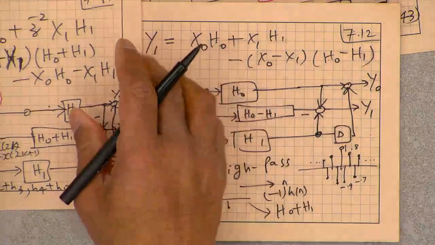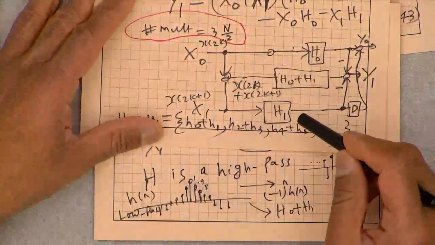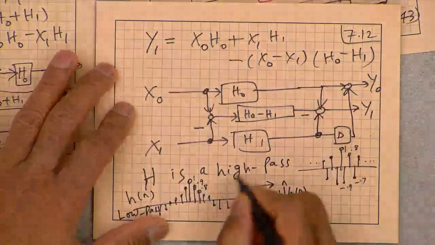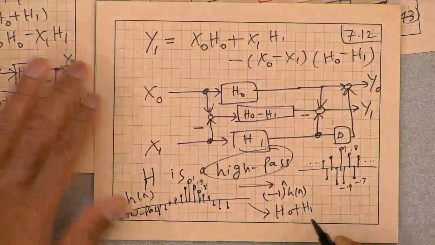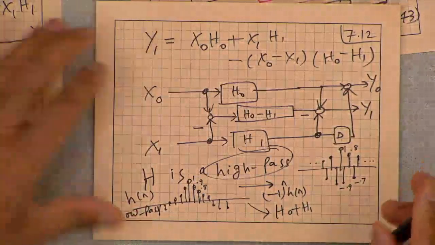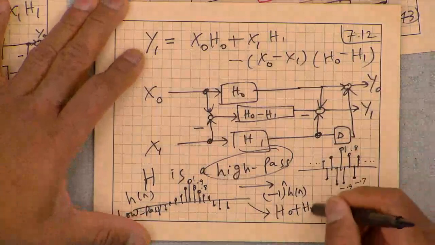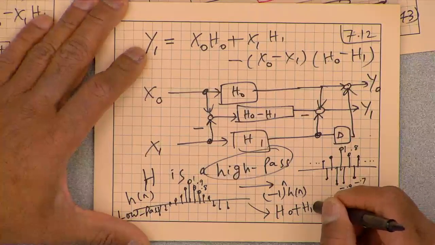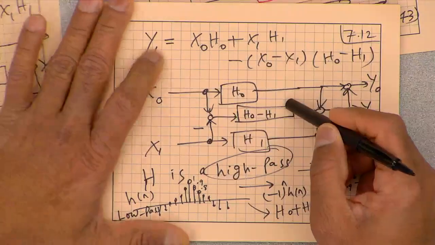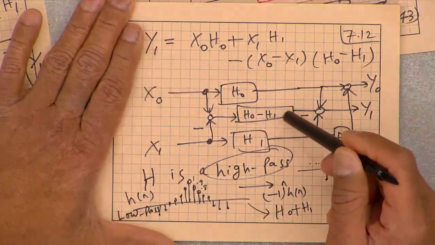Why? Because if I take h0 plus h1, 1 plus minus 0.9, the dynamic range is small. That means it can be encoded using fewer bits. So the h0 plus h1 subfilter can be encoded using fewer non-zero bits.